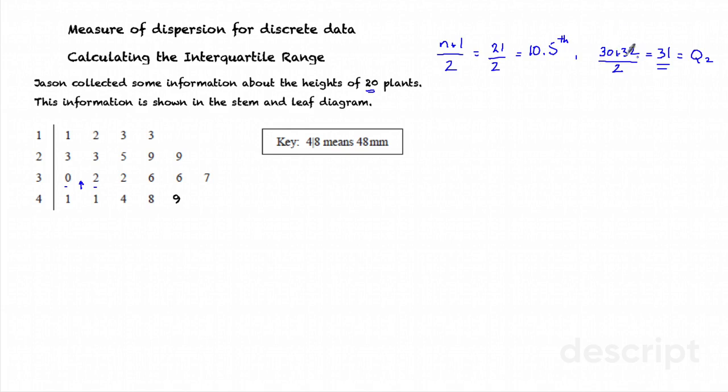Now, you might have been able to see that 31 was between 30 and 32, but that shows you again, if the numbers aren't quite so nice, then add them together and divide by 2.